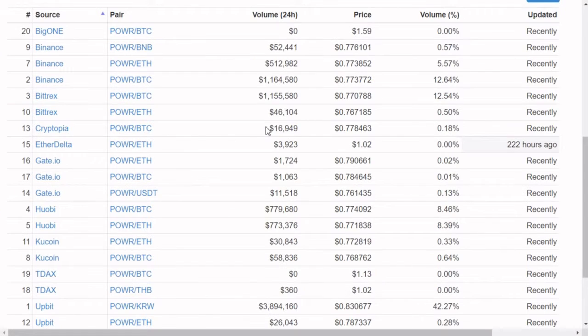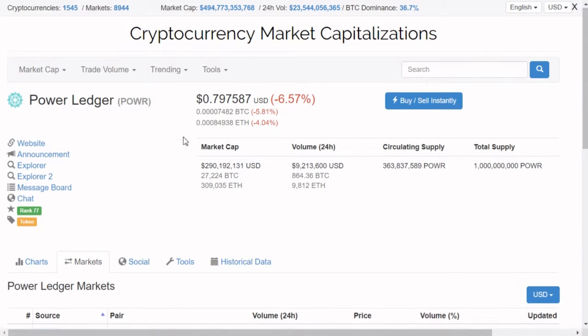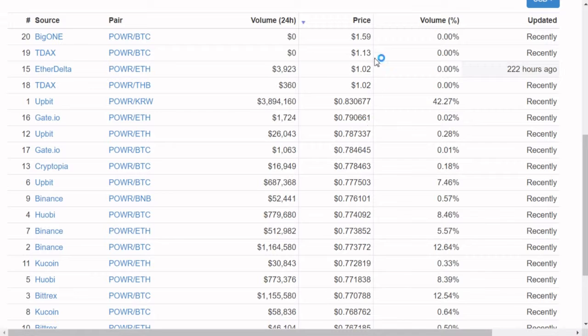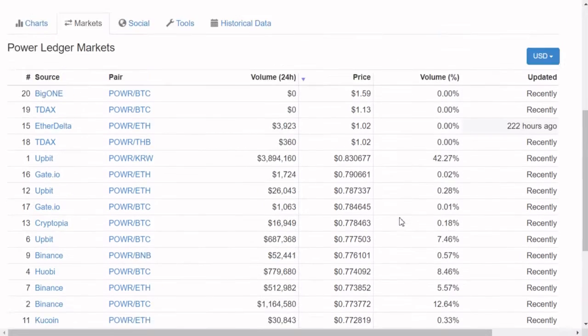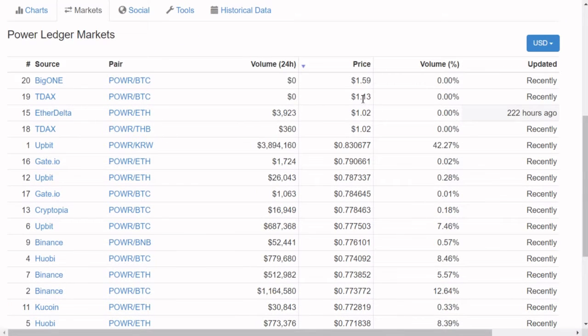A lot of the time you'll see on CoinMarketCap that there's a huge difference between the prices. As I said, as an example, on TDAX it's going for $1.13, and you can buy it for 76 cents on Gate using US dollar Tether. But if you actually go to TDAX's website and try to sell it, you'll see that no one has actually bought or sold it for that price in the last day.